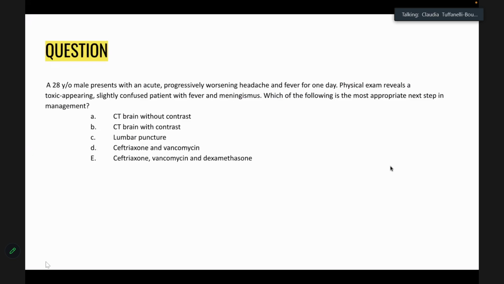So a 28-year-old male presents with acute, progressively worsening headache and fever for 1 day. Physical exam reveals a toxic appearing, slightly confused patient with a fever and meningismus. Which of the following is the most appropriate next step in management? A, CT brain without contrast. B, CT brain with contrast. C, lumbar puncture. D, ceftriaxone and vancomycin. Or E, ceftriaxone, vancomycin, and dexamethasone.